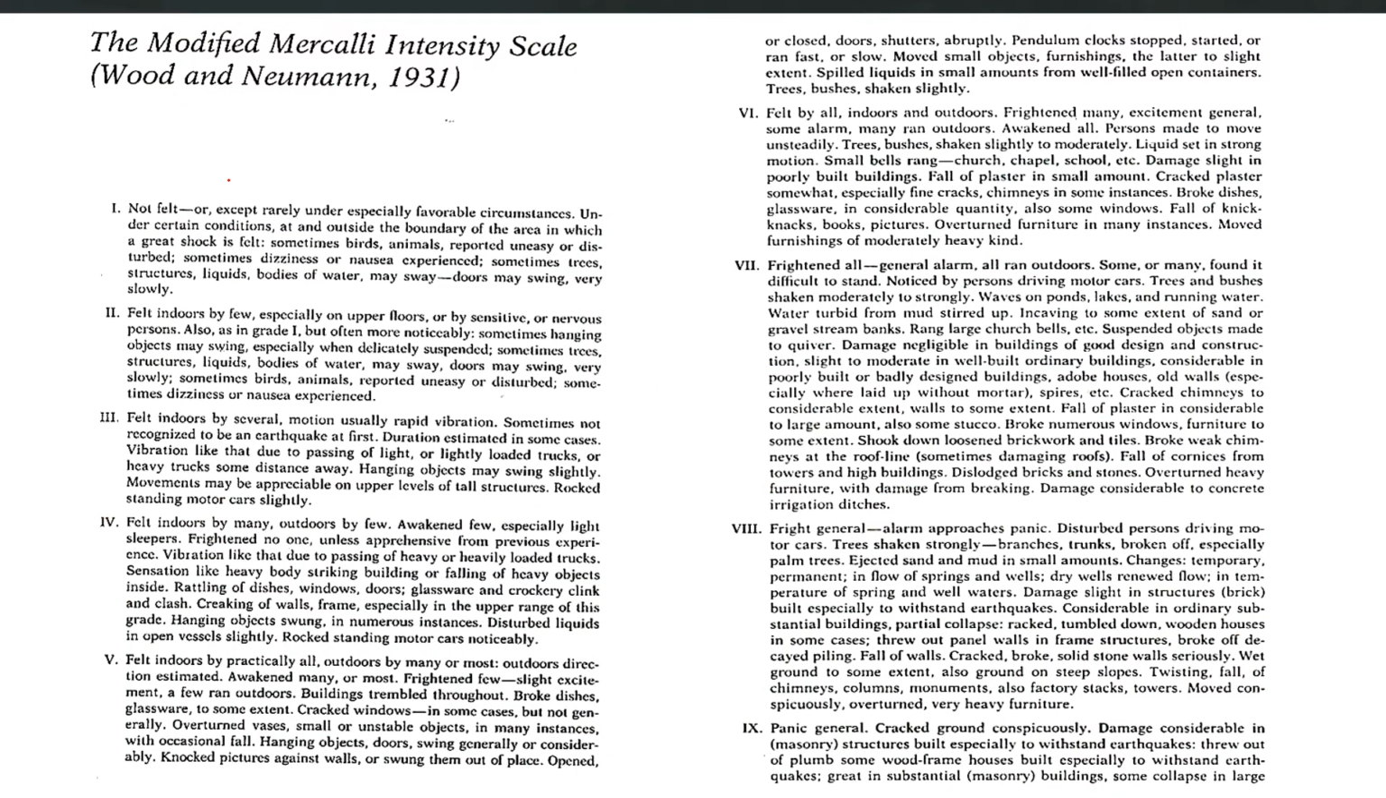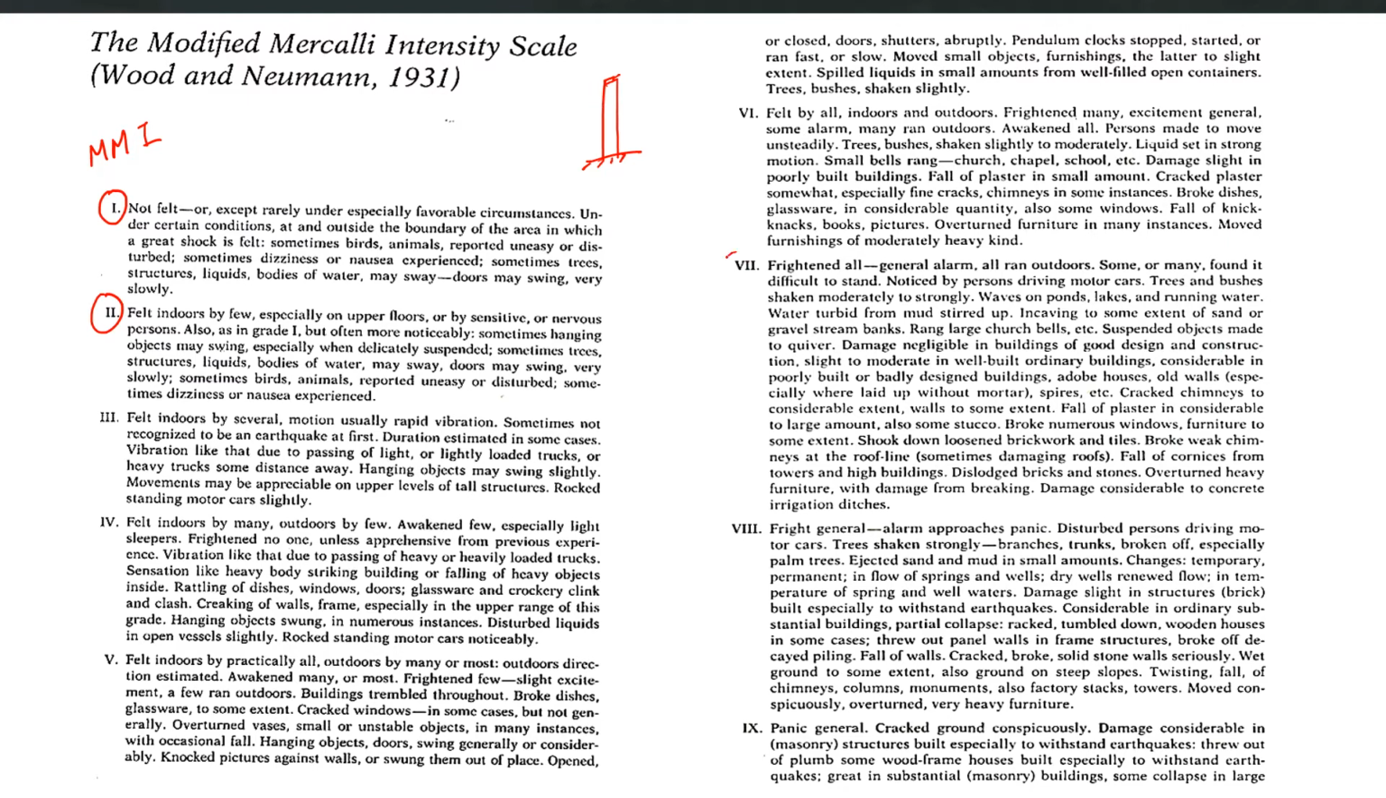For the MMI scale, just look at these descriptions. For example, MMI number 1 means not felt, or except rarely under especially favorable circumstances, it is just felt. Number 2 means felt indoors by few, especially on upper floors, because upper floors of the building will shake more because of the dynamics of the structure itself, and therefore there is more chance that people on the upper floors will experience a very low shaking level.